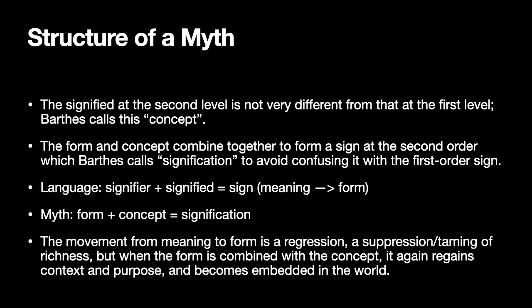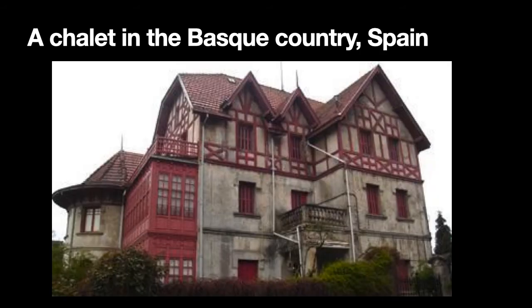Barthes gives us an example of a Basque chalet. Basque is the name of a region in Spain. So you can see an image of a typical Basque chalet. It's a kind of building. Barthes does not give us this picture, but he describes a Basque chalet. And he says that if you are in Spain and you're walking around and you can see many such buildings, you don't really feel that it signifies anything to you because it's just natural, it's just there.